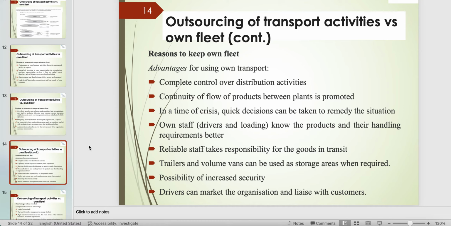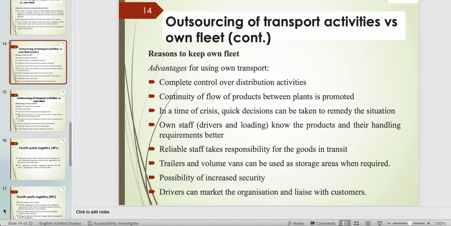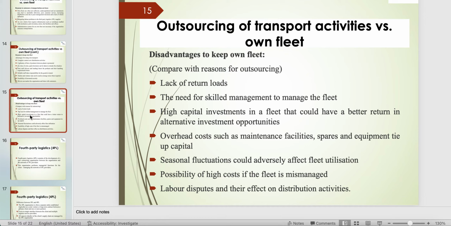You will have reliable staff who will be responsible for the process in transit, and then you can control the volume. There is a bit higher security because you know they are your own staff, and that they won't take chances. So there are some advantages of having your own fleet as well.